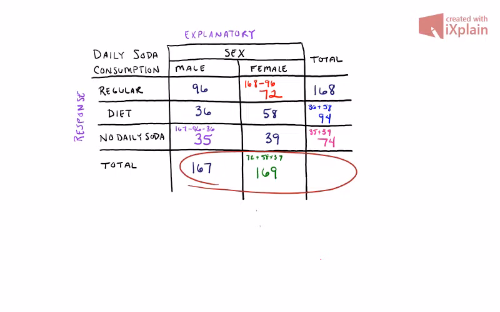I can either do that by doing 167 plus 169, or I could do 168 plus 94 plus 74. And when I do this, I should get a grand total of 336. And this is actually a great way to check to make sure that all of your numbers are adding up and syncing up correctly. Because you can imagine that if I added up this value and got 336, but if I added up this column and got something other than 336, there's probably something wrong in my table.